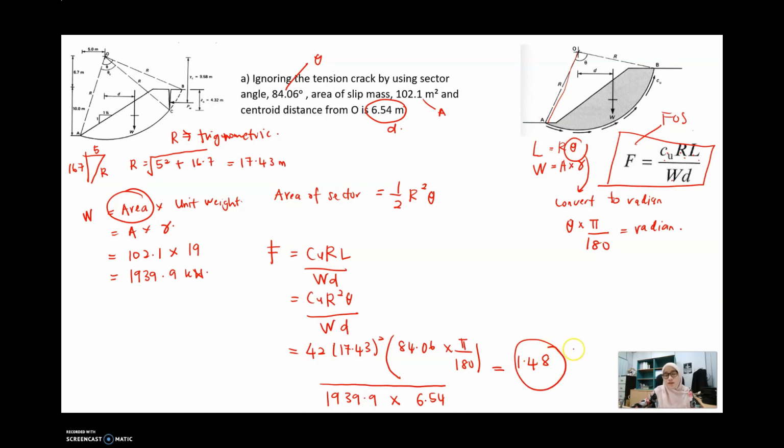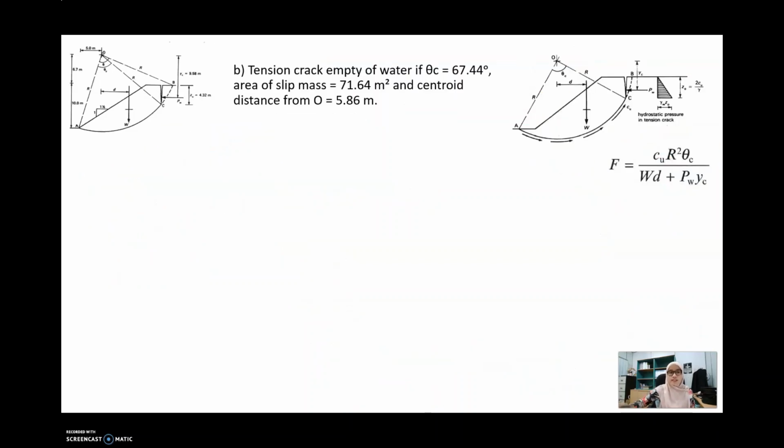So how do you determine that your factor of safety is safe or stable or not? You need to compare with the standard factor of safety, which is 1. The minimum is 1. Okay, so 1.48 is greater than 1. So we consider the slope is stable. Okay, so here is the solution for condition A.